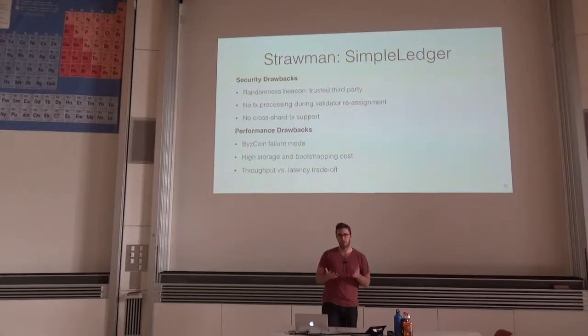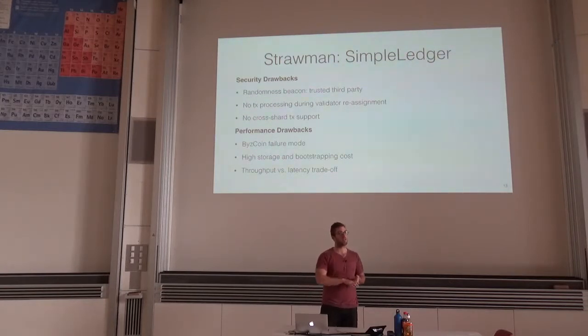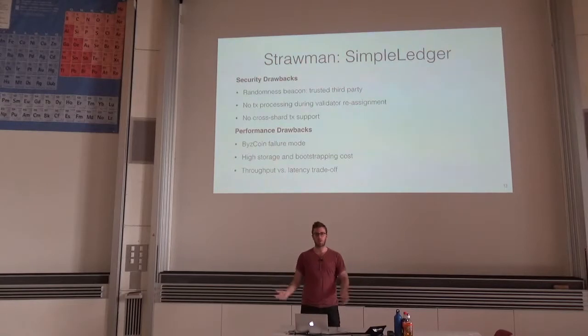That is a very strawman design. It has multiple problems. It's not decentralized. We have a trusted randomness beacon. There is no transaction processing during the validator reassignment. So at the beginning of the epoch, we have to wait for everything to get, again, back and running. And we cannot transact across shards.